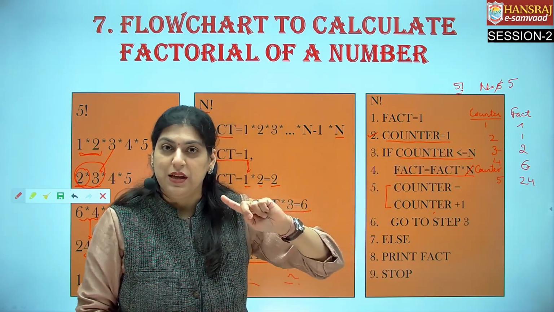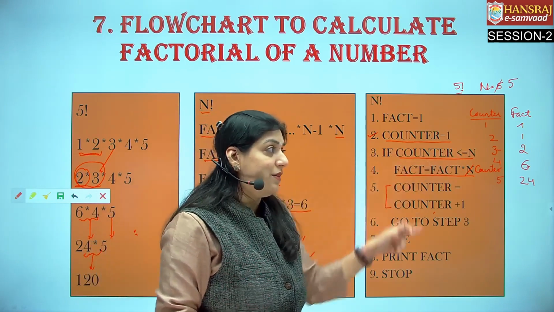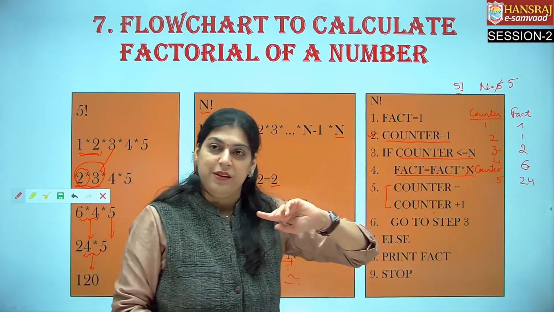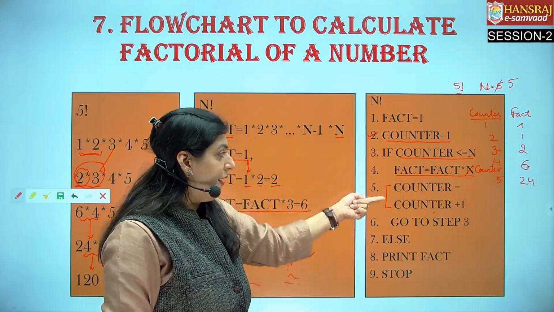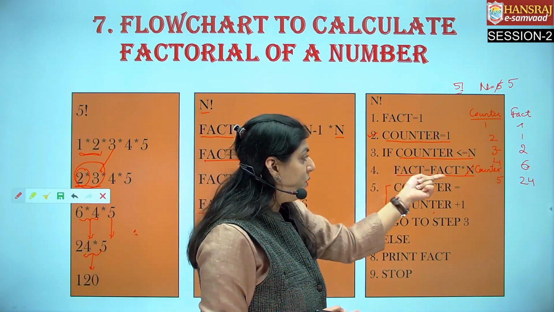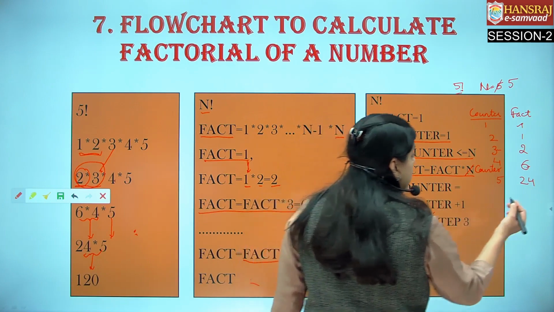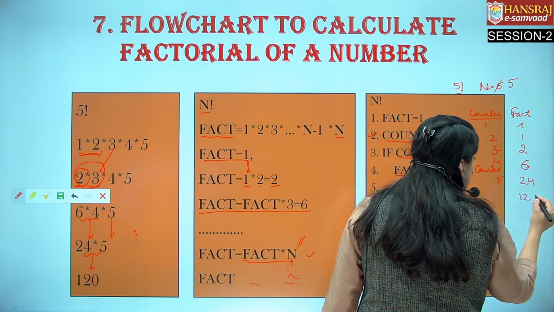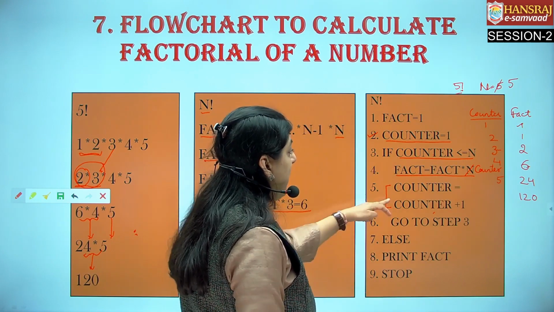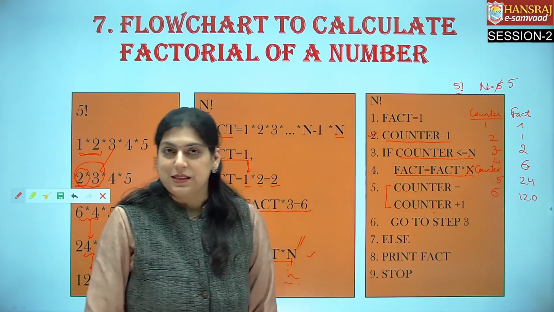Less than equal to means if less than is satisfied, it is true. If equal to is satisfied, then also it is true. Right? So 5 is equal to 5. Yes, so it will enter the condition's true part. What it says, you calculate the fact. So this has come out to be 24 into 5, right? 120. Right? And then I am incrementing the value of counter. Now the counter becomes 6.